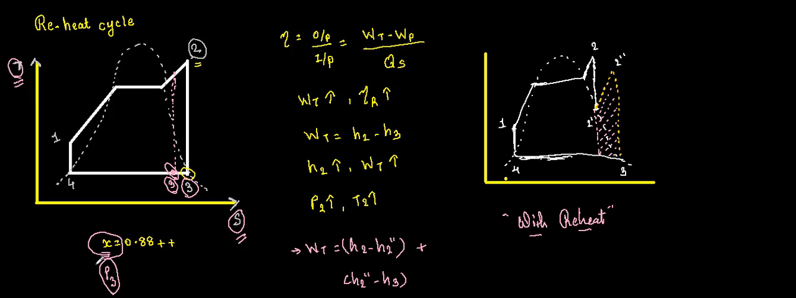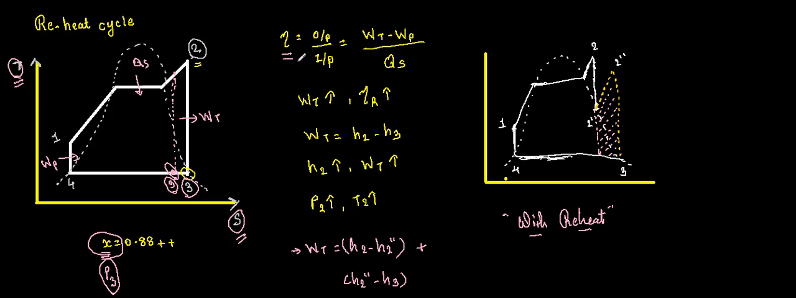So this is our target to achieve, which means we want the steam at the end of the turbine, or at the end of the expansion process, to have a dryness fraction of more than 0.88. And we know that the efficiency of the Rankine cycle is equal to output divided by input. Output is nothing but the work done by the turbine minus the work required by the pump, and input is the heat supplied to the boiler.